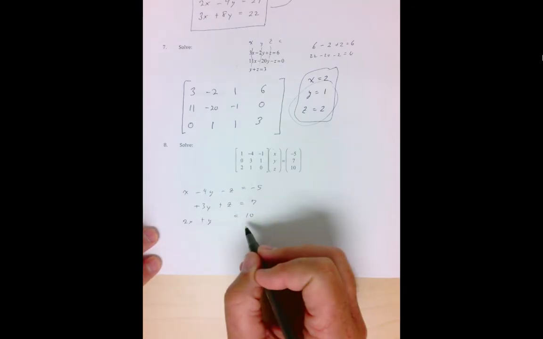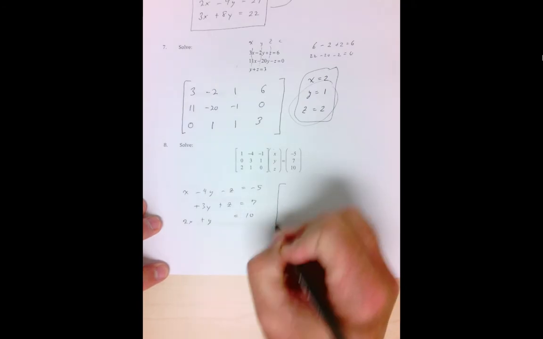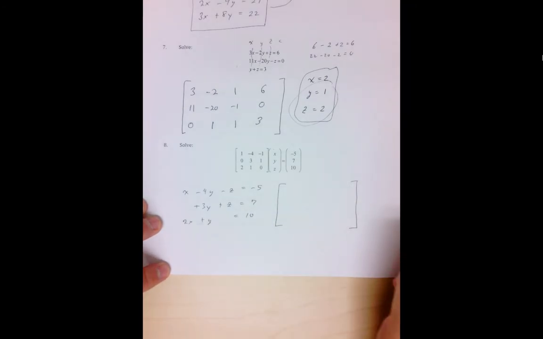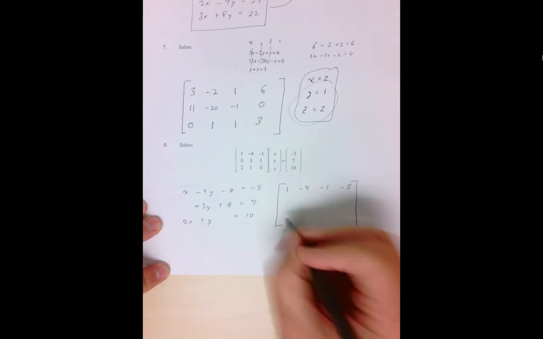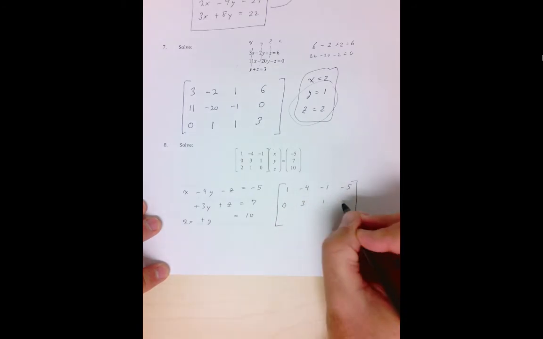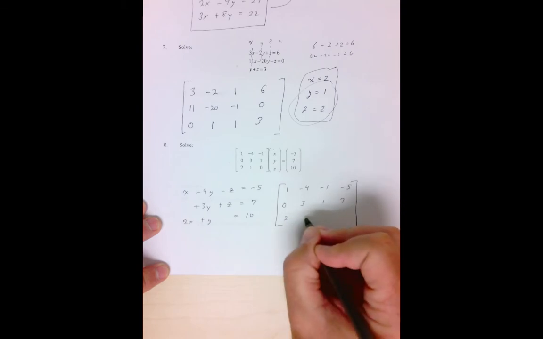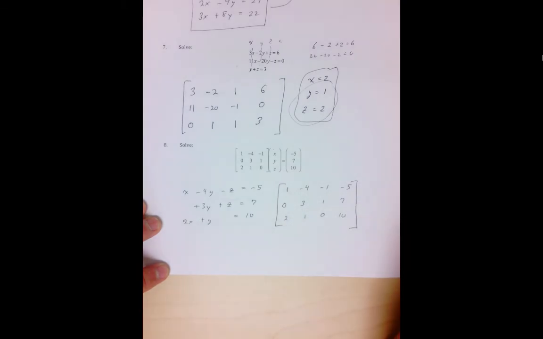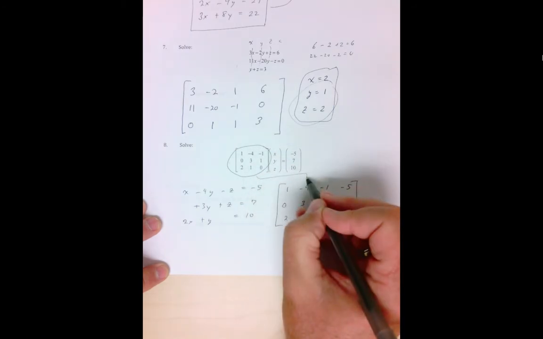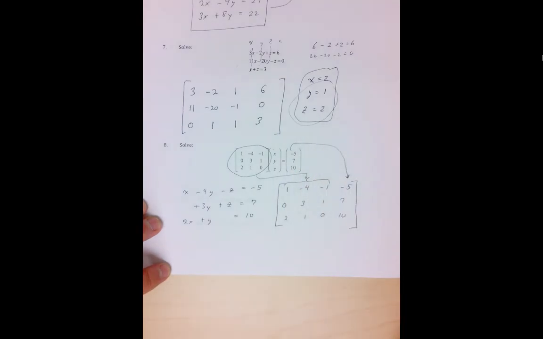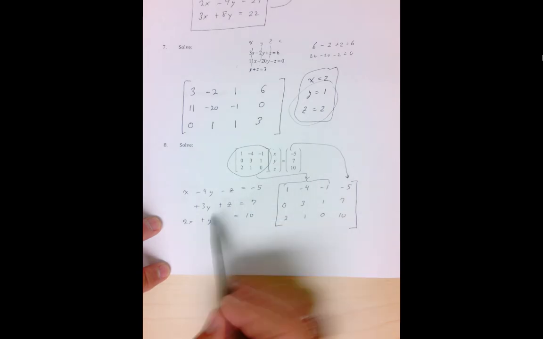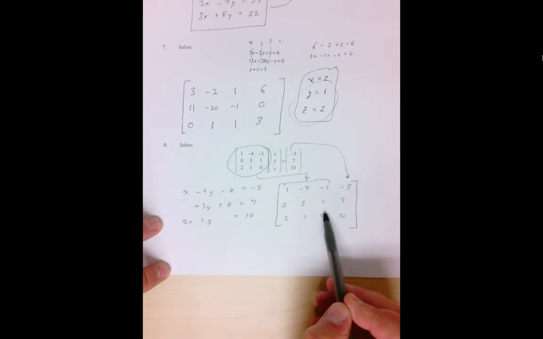So gang, what do I do when I get in this situation? I just create an augmented matrix. This matrix is going to be 1, negative 4, negative 1, negative 5, 0, 3, 1, 7, 2, 1, 0, 10. Look familiar? Yeah. This is just these numbers, and this is just those numbers. That's exactly what we're doing as we've seen in these previous problems. This is a system of linear equations which uses augmented matrices to solve them.